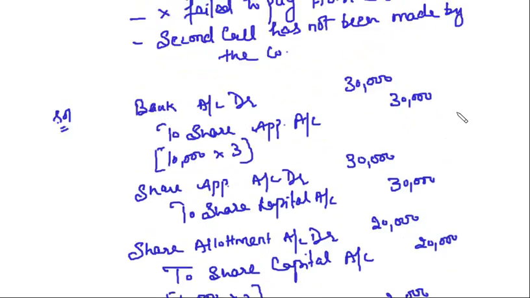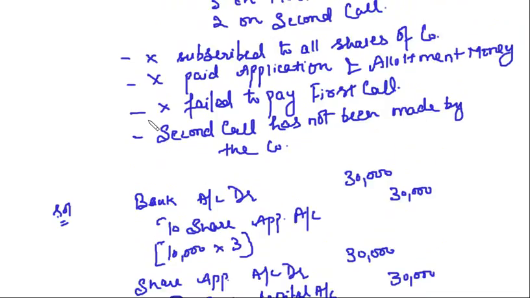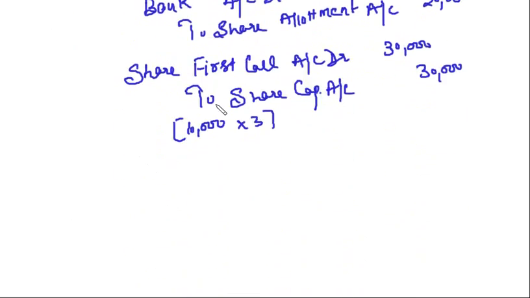Now see the question. He says X failed to pay the first call. That means the company called for rupees 3 on first call, but X, who has subscribed for the whole of the shares of the company, fails to pay the first call. What is the journal entry for this?